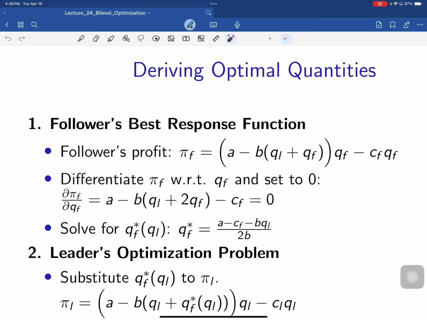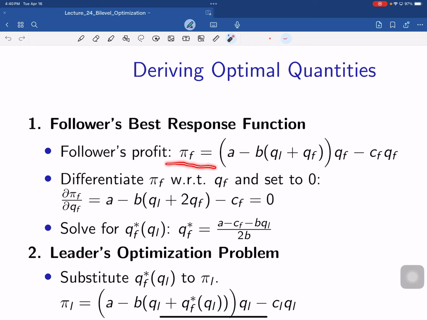So recall that this is a follower's profit, right? And no matter how much the leader produces, which is QL, right? Then the follower will respond optimally to the QL. And it is very easy to see that this is a concave function, like a quadratic function in terms of QF, right? You have a minus QF squared term here, right? So we do know how to find the maximum of a negative quadratic function, right? Just take the derivative, set it to 0, right?